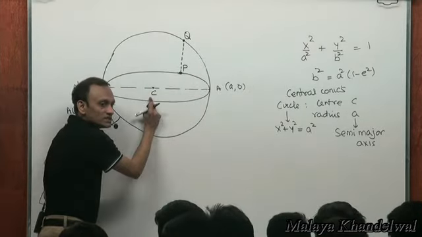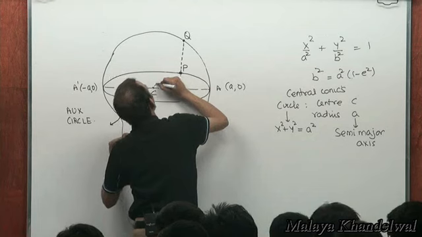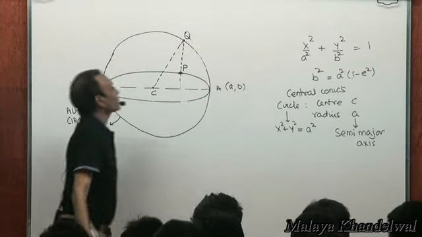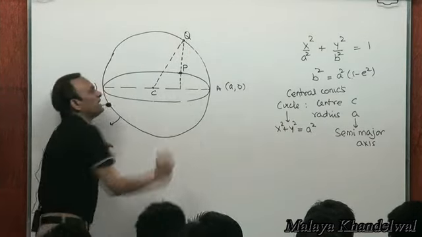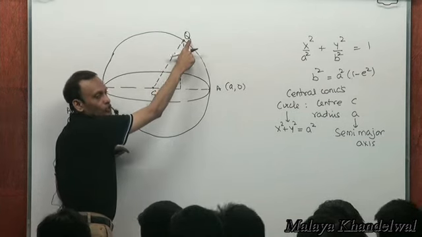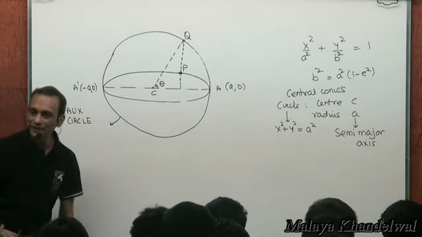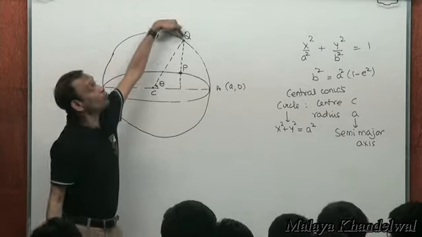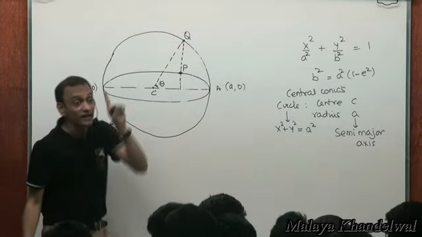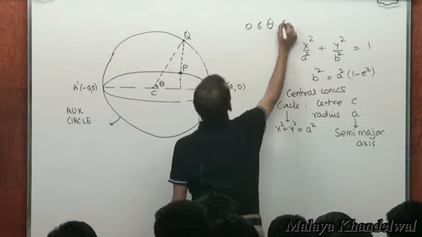Now, the center of the circle is C. CQ would be the radius. For every Q, there would be a unique P. For every P, there would be a unique Q. Now, this Q could be uniquely located with the help of this angle theta. So, this theta would uniquely locate Q and therefore would uniquely locate P. Therefore, for every P, there is going to be a unique theta. And that theta can have any value lying between 0 and 2 pi.